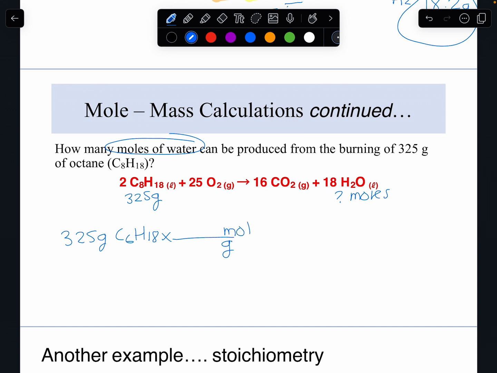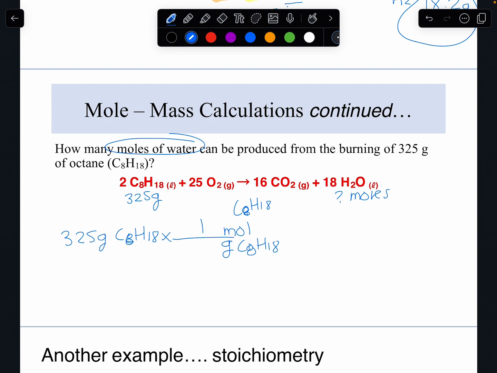Now, I cannot go directly into a mole ratio because I'm currently in grams. To do that new mole ratio step, I have to be in moles. So I have to go, I wrote that as it should be an 8, I have to go first from grams to moles. And how do we do that? We have to do molar mass, okay?